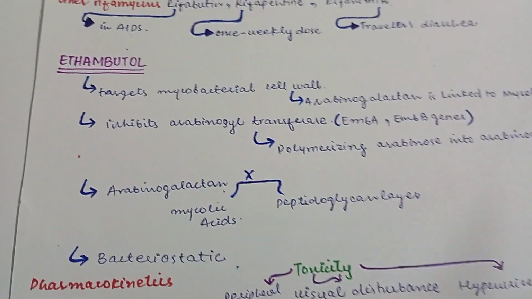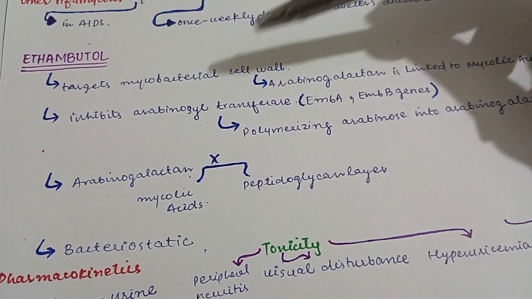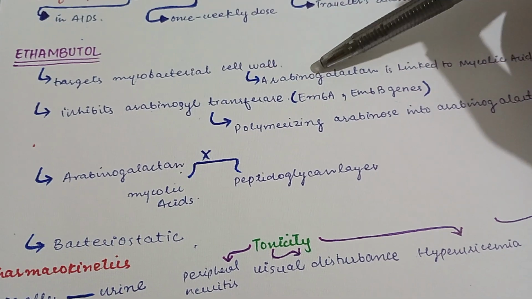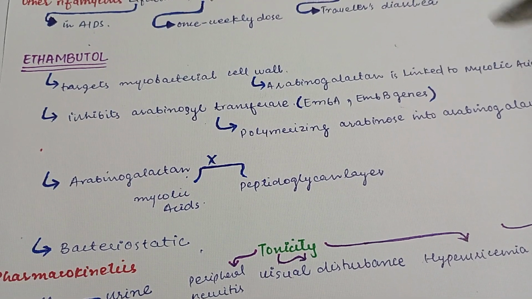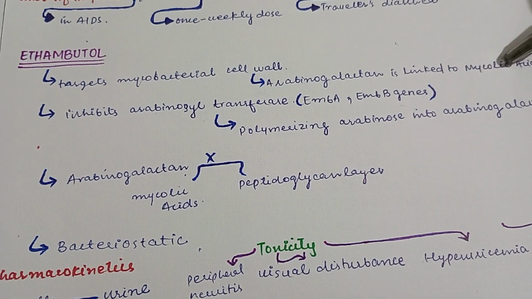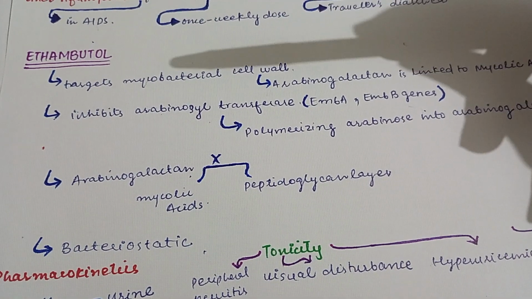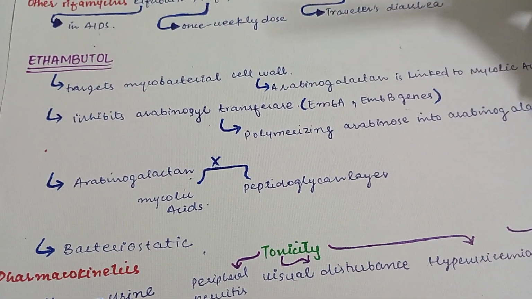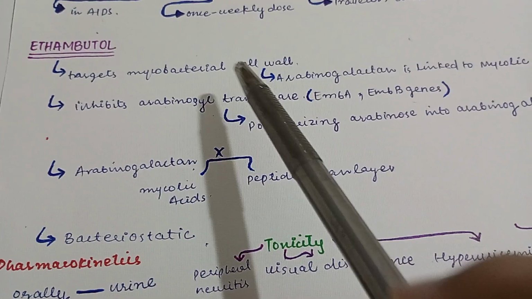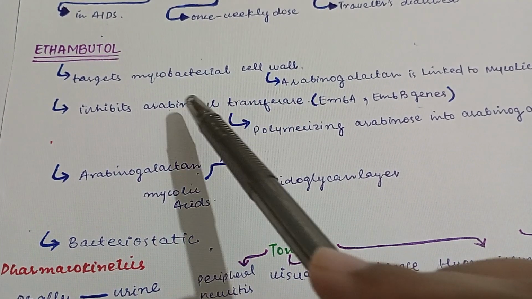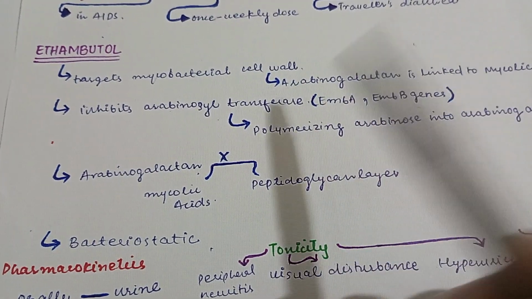Next drug is ethambutol, and the mechanism of action is a little bit different. Our mycobacterial cell wall consists of arabinogalactan that is linked to mycolic acid. We have discussed that our first drug, isoniazid, deals with the inhibition of the formation of these fatty acids. But here ethambutol deals with this point. So it inhibits an enzyme that is arabinosyl transferase. This enzyme is encoded by the embA and embB genes.